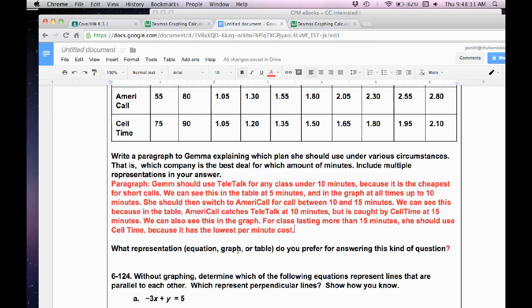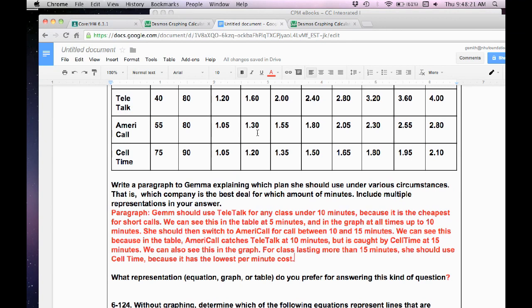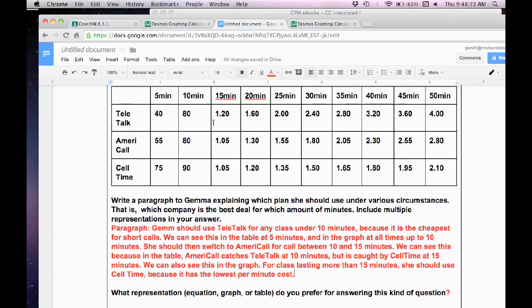All right, so what do you prefer? Do you want the equation, the graph, or the table? This is a personal question. For me, the graph is the easiest to read. The table, sometimes the data isn't very clear with the table, although here it really was. You could see that Teletalk and Americol converged at 10 minutes, and Americol and cell time converged at 15.